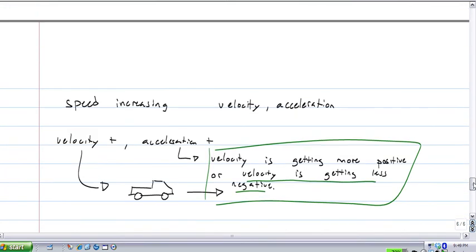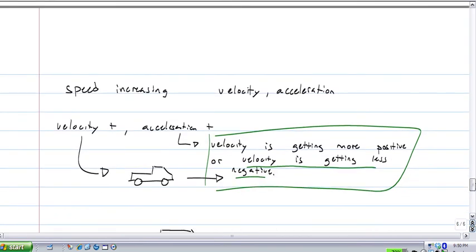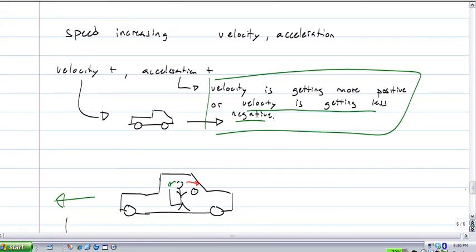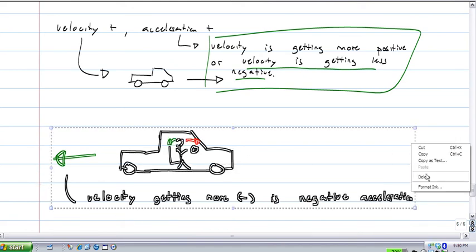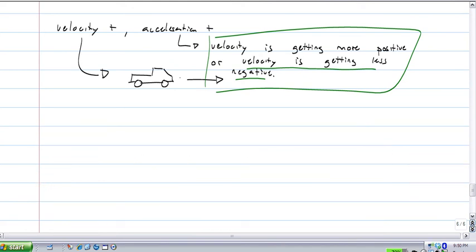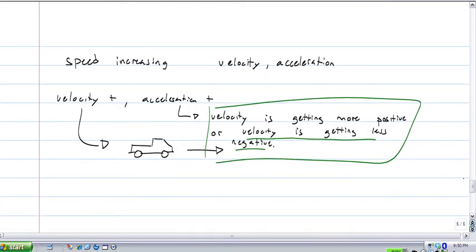Okay, so let's go back up to the initial prompt. We wanted to know about when speed is increasing, and in order to know when speed is increasing, we have to know about velocity and acceleration. Okay, so we got a bunch of different scenarios. Scenario 1: velocity is positive and acceleration is positive. What can you conclude? Is your speed actually increasing? Okay, well, how is speed related to velocity? Well, speed equals the absolute value of velocity.